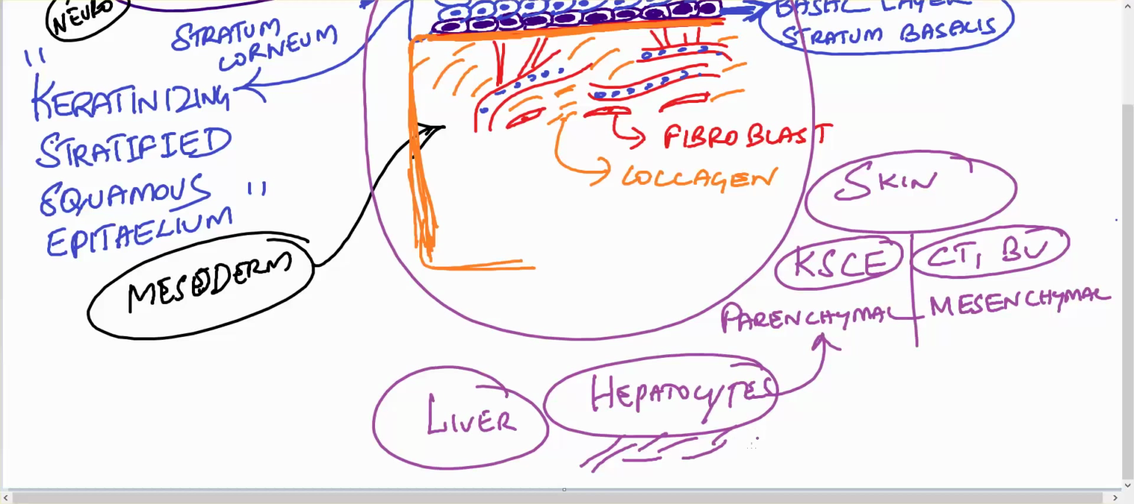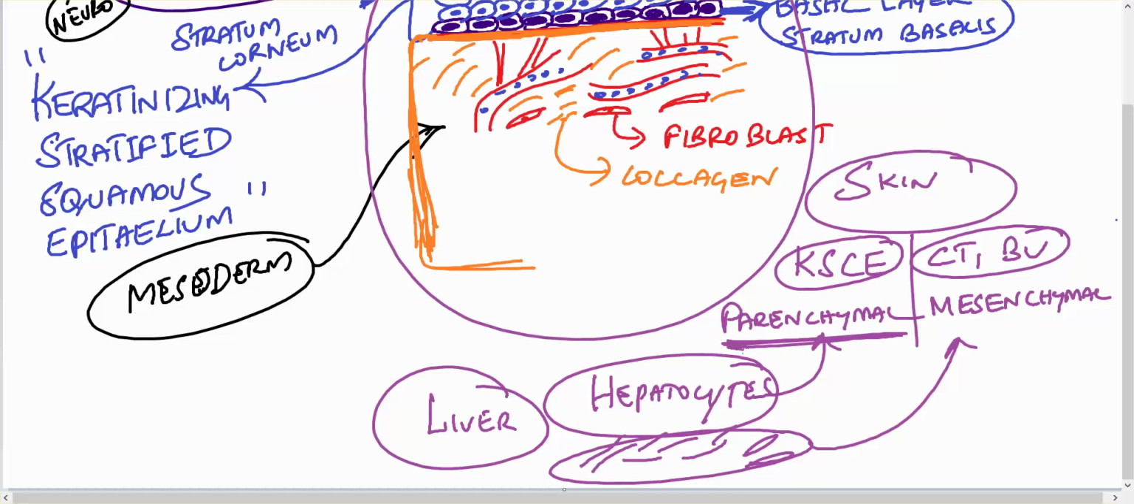They also have blood vessels and fibroblasts, and all this gives support to these cells. So this is called mesenchymal. If you take any tissue, it has a parenchymal component and a mesenchymal component. The parenchymal component determines the function of that organ. The mesenchymal component determines the support of that organ. It does not determine the function. It gives support to the functioning cells of that organ. You should understand this, because it is very, very important.